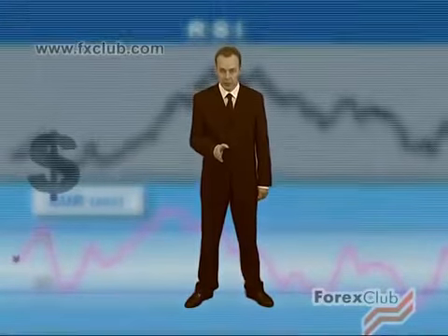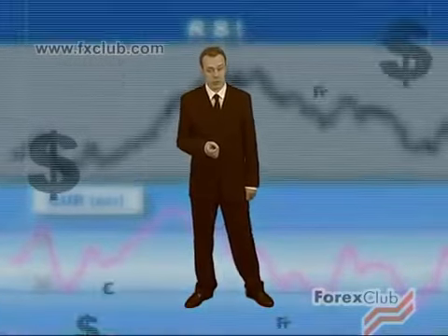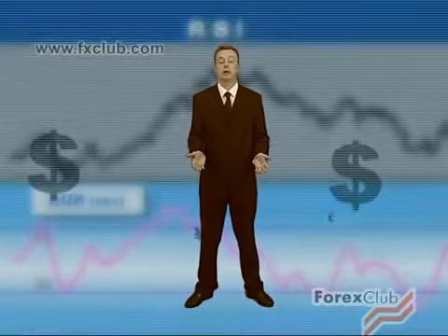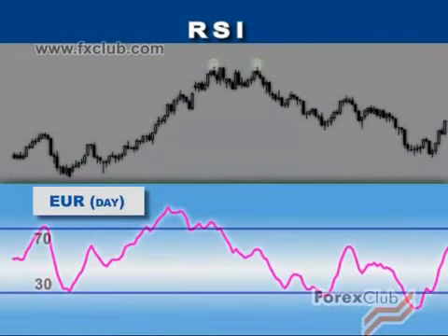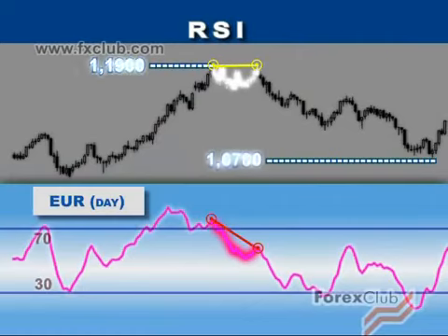Never ever ignore it. Although divergences come in different shapes and sizes, all of them are instantly recognizable. Let's check them out. A double top has formed on the daily chart of the euro, and RSI indicates two falling highs. It's a divergence and it's a strong one.